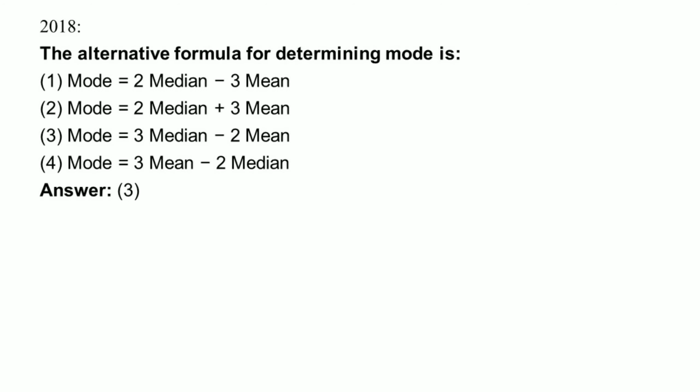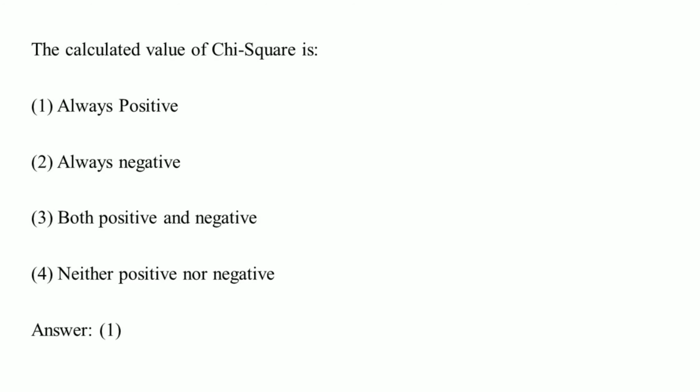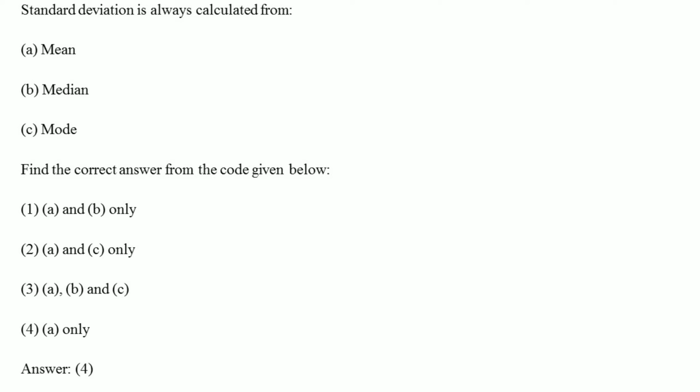So moving on to the 2018 UGC NET examination, the alternative formula for determining mode is, right answer option 3, mode equal to 3 median minus 2 mean. Next one, a positive correlation is present when, right answer, two variables move in the same direction. So the right answer is option 2. Next one, the calculated value of chi-square is always positive. So the right answer is option 1. Next one, standard deviation is always calculated from, right answer, mean.